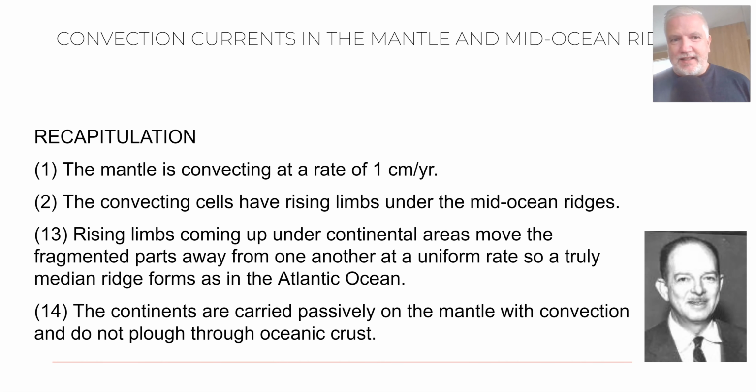At the end, he summarises: the mantle is convecting, at a rate of a centimetre per year. These convecting cells have rising limbs out of the mid-ocean ridges. The rising limbs coming up under the continent areas move the fragmented parts away from one another at a uniform rate, the same rate either side. So the median, or the central ridge, formed in the middle of the Atlantic. The continents then are carried passively in the mantle with convection, and they do not plough through the ocean crust.